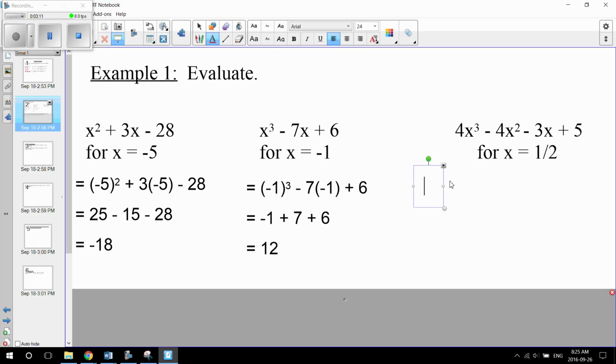And our last example here, plugging in 1/2 this time. So we have 4 times, and I'm going to write it as a decimal, 0.5 cubed, minus 4 times 0.5 squared, minus 3 times 0.5 plus 5.